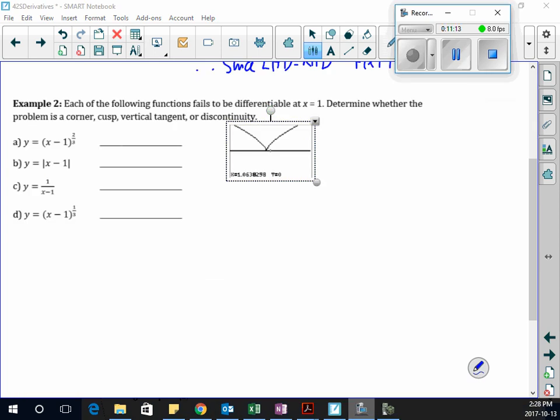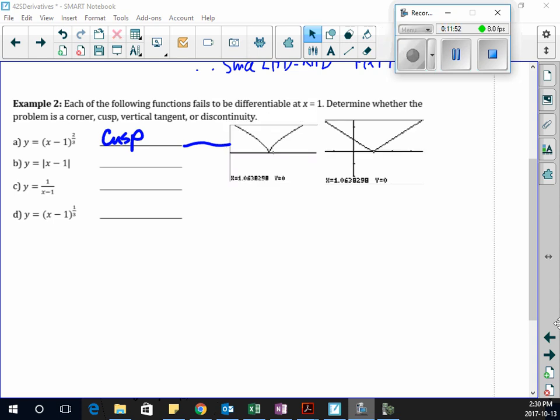Okay, so this is this one here. So this is a cusp. Yes? Is it differentiable at 1? No. It's differentiable everywhere else. This is a cusp. Is it differentiable at 1? No, it's not. Again, there's a slope on the left and the right of 1. They're not the same. Coming to 1, it looks like a corner, but it's a cusp. Okay, let's do the next one.